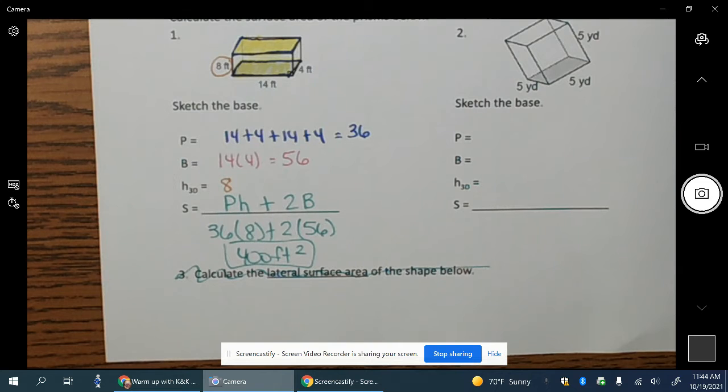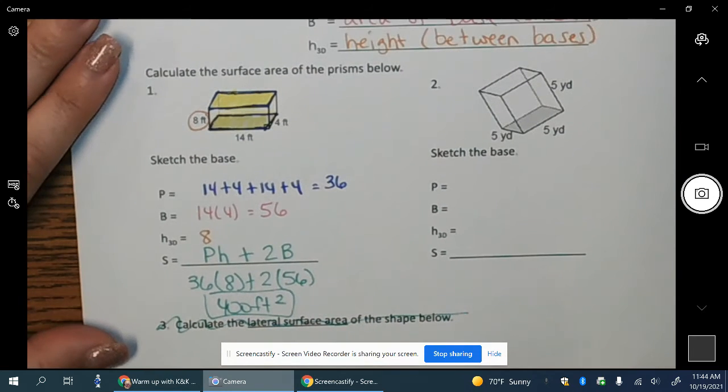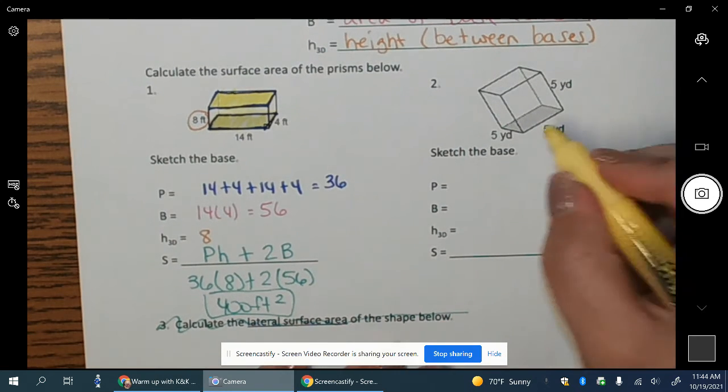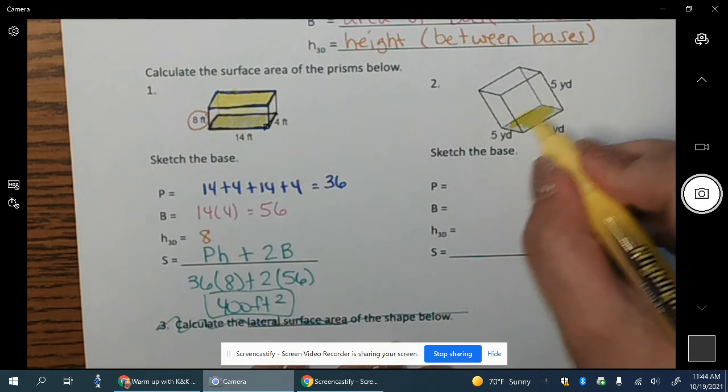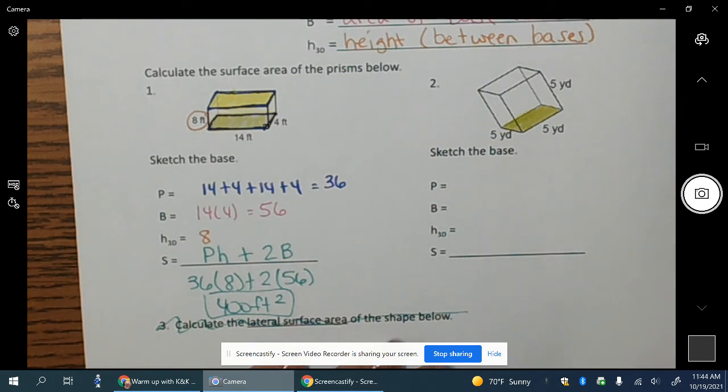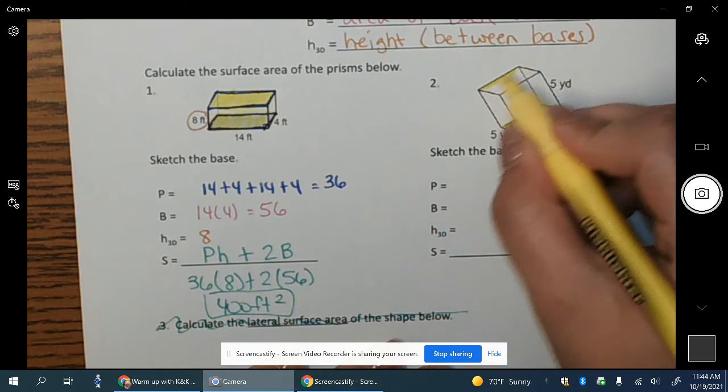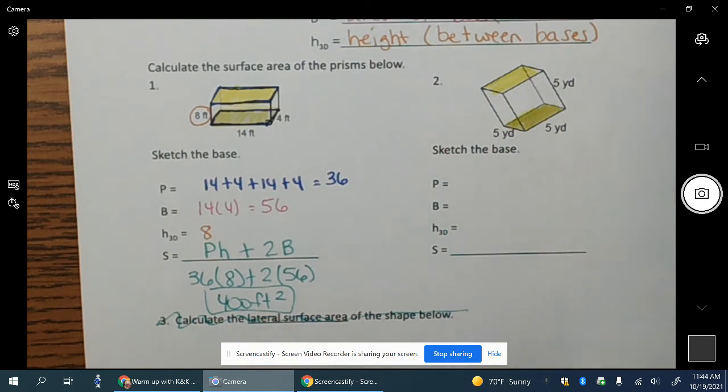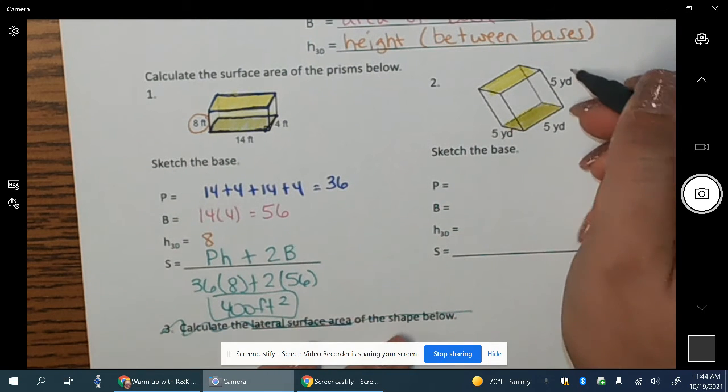All right, number 2. First thing I need to do is to shade the bases. They shaded one of them. The other one is parallel. So it's going to be this one. And then what is your height? 5.